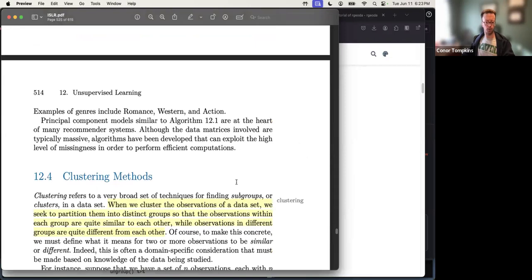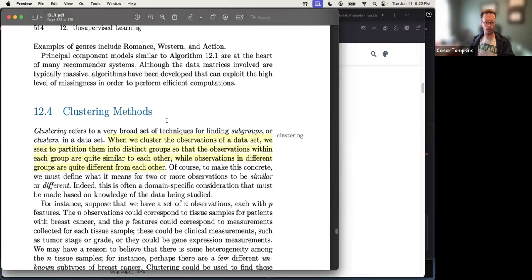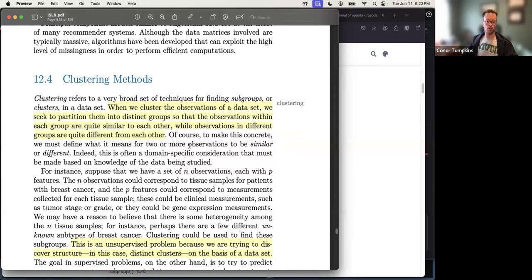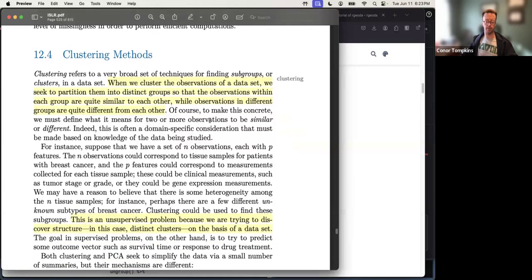Right, so moving on to clustering. PCA was more continuous, and clustering is more categorical. So we're trying to find subgroups in the data set, right? And you want each group to be different from the other groups and very similar within each group. So it's like maximizing the variance between clusters and minimizing it within cluster.